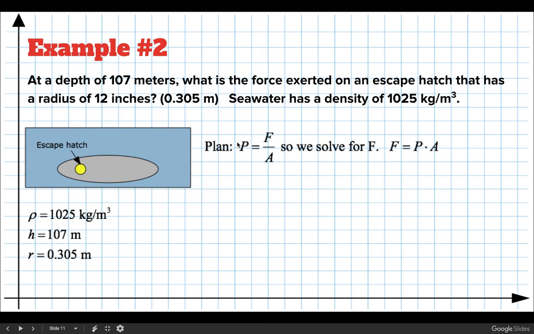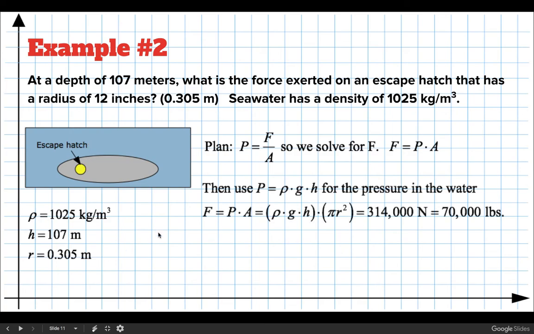So our plan is to find the force that's required. So the pressure is the force over the area. So the force is the pressure times the area, and the way we're going to find the pressure is we're going to use our hydrostatic equation to find the pressure down at that depth. So the pressure equals rho times g times h. We plug in that for the pressure, rho gh, and for the area, we take pi r squared because it's a circle. Plug in all of our numbers, which are listed over in our variable list, and it turns out to be about 314,000 newtons, or 70,000 pounds.